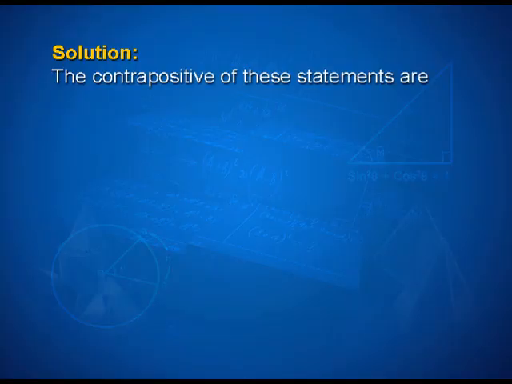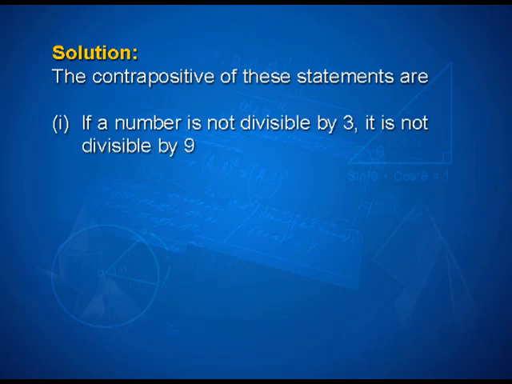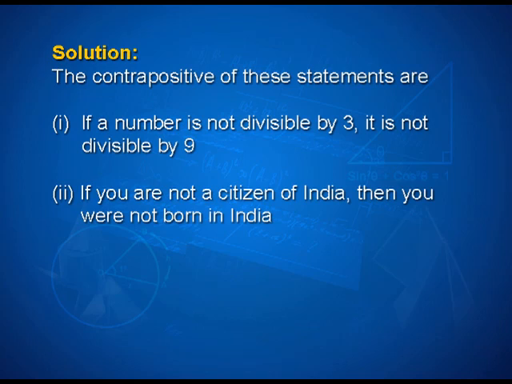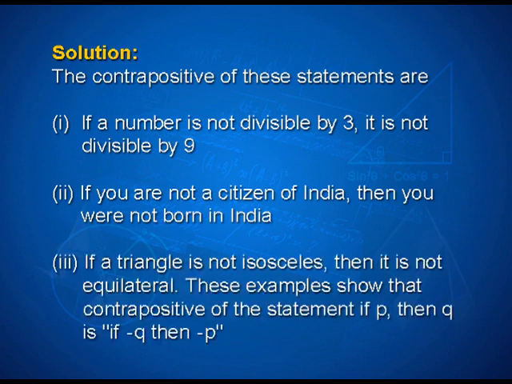The contrapositives of these statements are, for the first one, if a number is not divisible by 3, then it is not divisible by 9. Second, if you are not a citizen of India, then you were not born in India. Third, if a triangle is not isosceles, then it is not equilateral. These examples show that the contrapositive of the statement if P then Q is if not Q then not P.